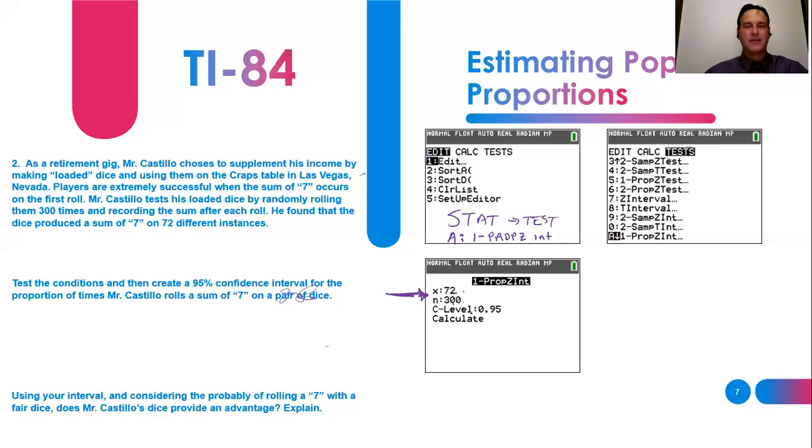Before I do that, just to remind you, these numbers X and N in your calculator have to be whole numbers. I almost want to say natural numbers. I don't think you can have a 0 for your X, and I don't think you're allowed to have decimals in those spots. Make sure you have nice whole numbers in those, otherwise you're going to get an error. Then hit calculate.